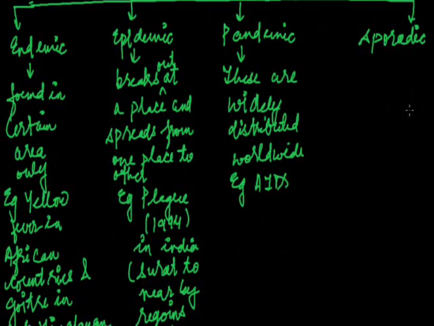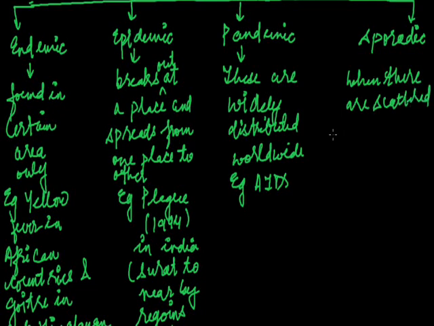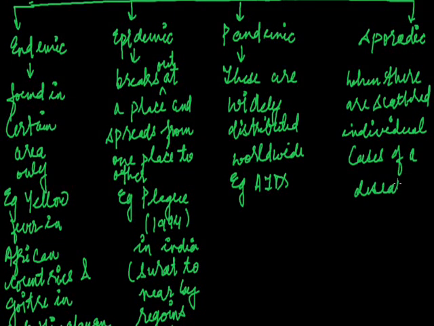Now comes the sporadic, when there are scattered individual cases of a disease. For example, malaria and cholera.